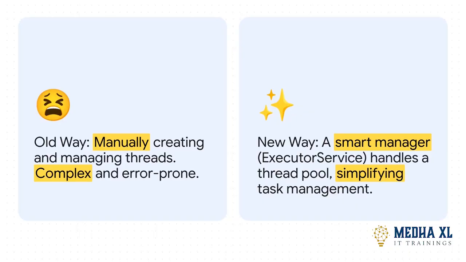Now, how we manage all these workers has changed a lot. The old way was a total headache. You had to manually create, start, and babysit every single thread. It was incredibly complex and so easy to make mistakes. The modern way? We use something called an executor service. Think of it as a brilliant manager that oversees a whole pool of threads for you. It simplifies everything and makes your code way more efficient.